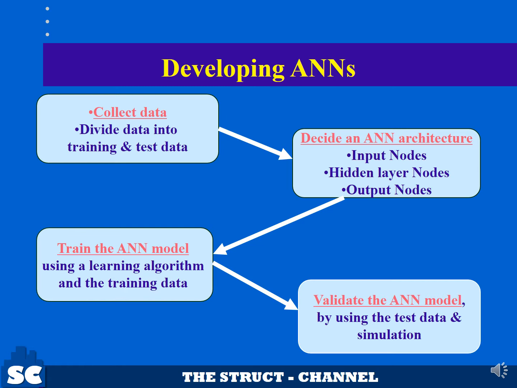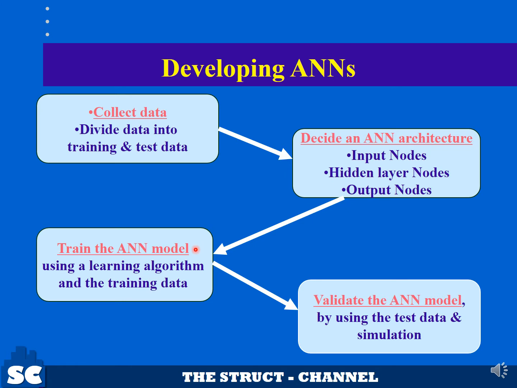The figure shows the general steps in developing a backpropagation ANN model. The most important is data. Collect the data and divide the data into training and test data. Step 2, you decide the ANN architecture. How many input nodes, hidden layer nodes, and output nodes define your model.